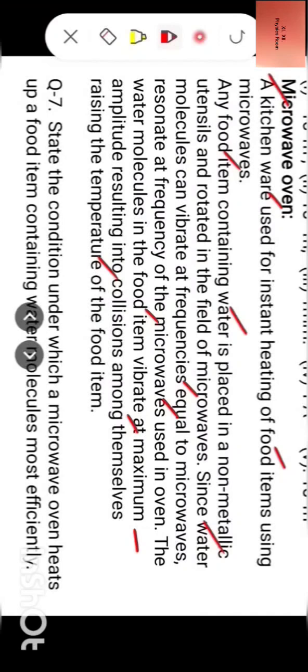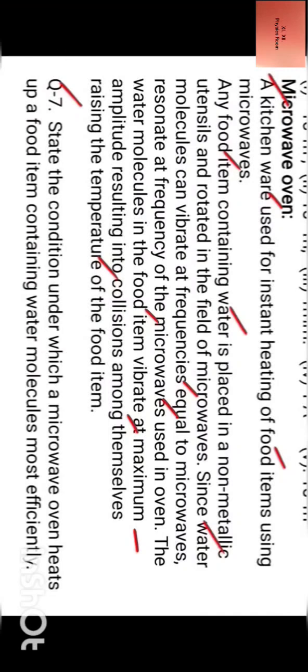Okay, now question number 7. State the condition under which a microwave oven heats up a food item containing water molecules most efficiently.